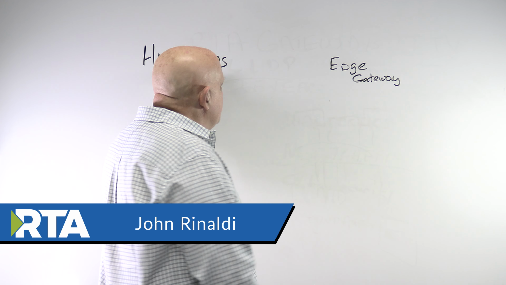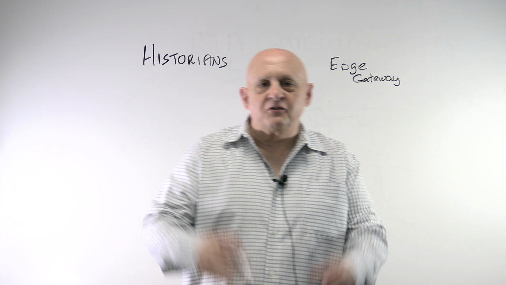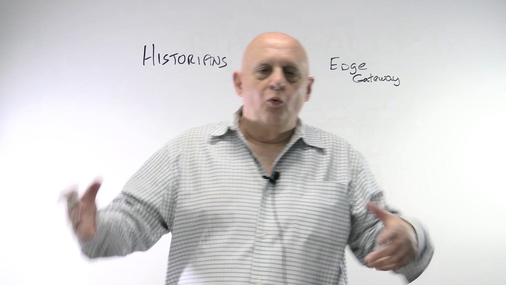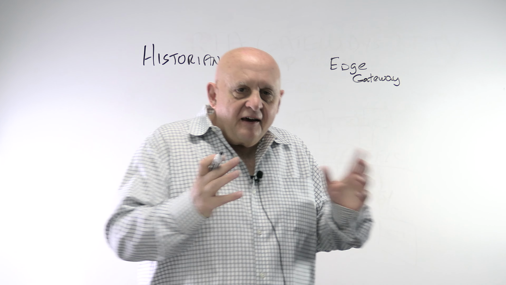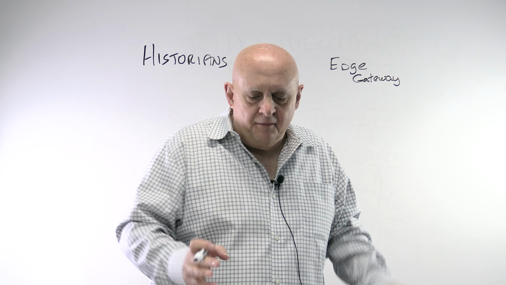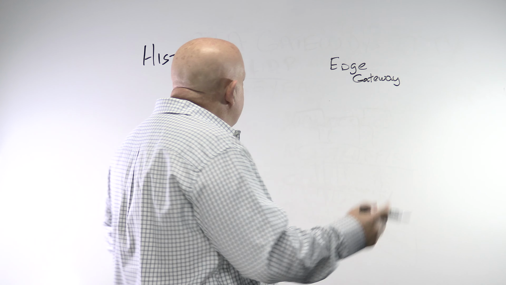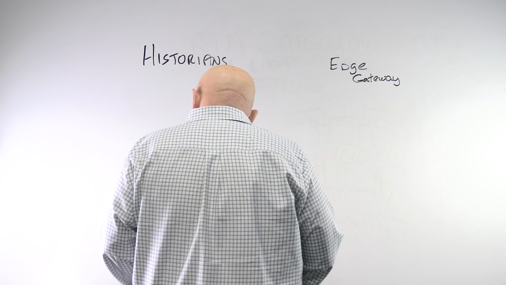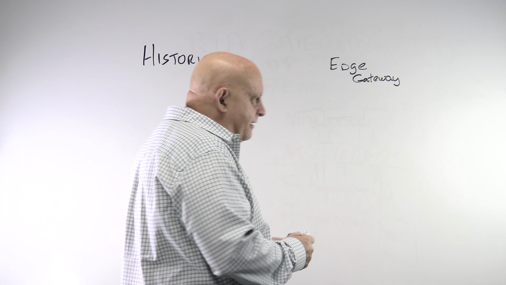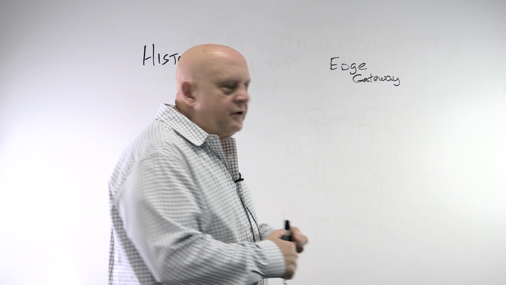I want to talk about historians and edge gateways. I think there's a lot of confusion. What's the difference between them? There's a lot of stuff that's exactly the same between them, so let's talk about the stuff that's identical between them. I'm going to do this in green, if Rob, our producer, says that we can see green.